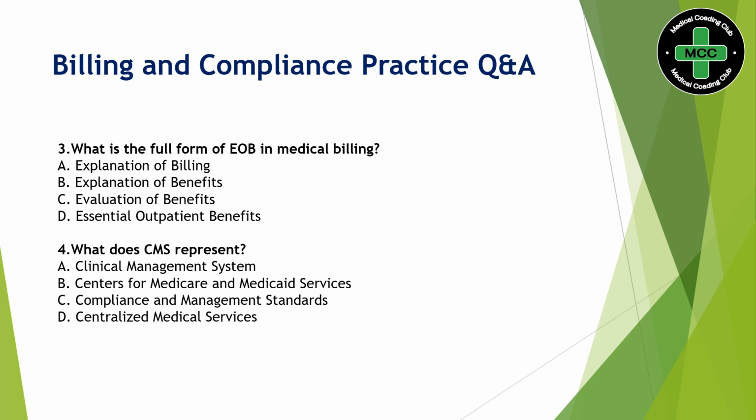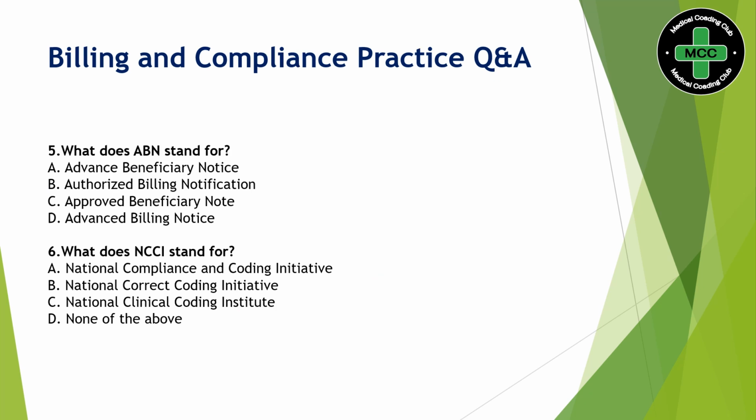Next question, what is the full form of EOB in medical billing? EOB stands for Explanation of Benefits, option B. Then what does CMS represent? CMS represents Centers for Medicare and Medicaid Services. Next, what does ABN stand for? ABN stands for Advance Beneficiary Notice. And what does NCCI stand for? NCCI stands for National Correct Coding Initiative, option B.